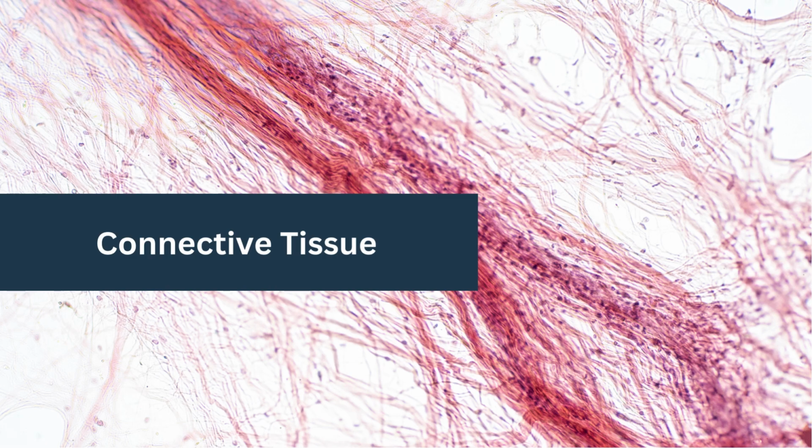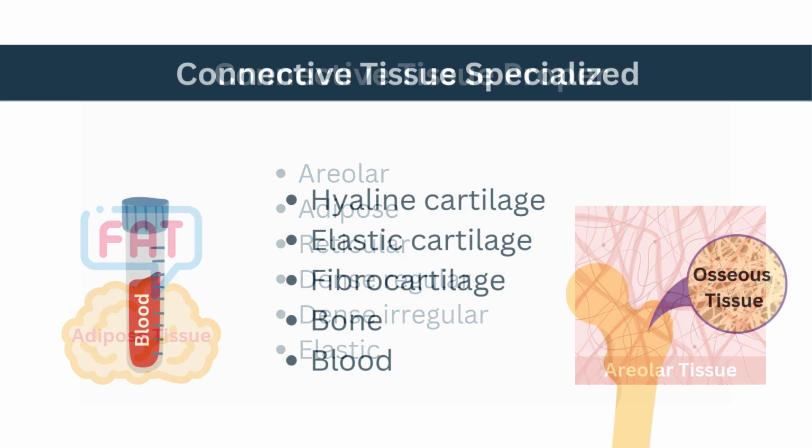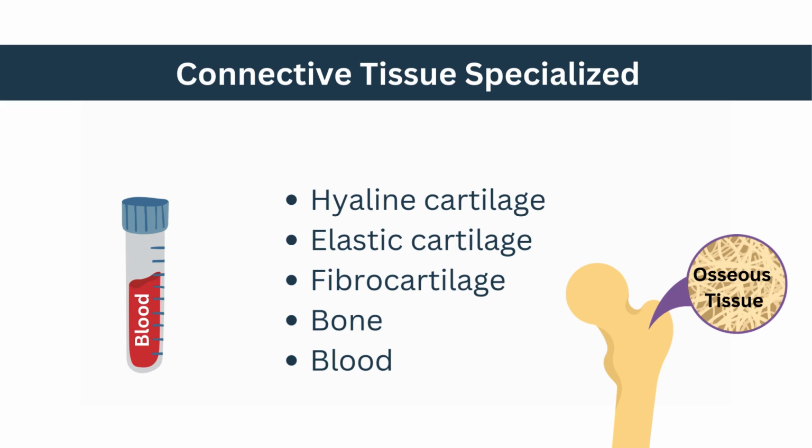There are 2 divisions of connective tissues: specialized connective tissue and proper connective tissue. Connective tissue proper includes areolar connective tissue, adipose connective tissue, reticular connective tissue, dense regular connective tissue, dense irregular connective tissue, and elastic connective tissue. Specialized connective tissue includes hyaline cartilage, elastic cartilage, fibrocartilage, bone, and blood.